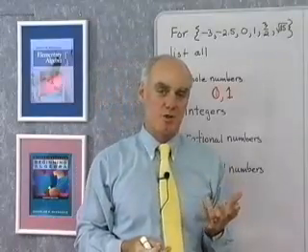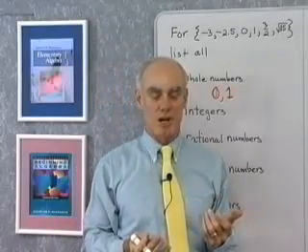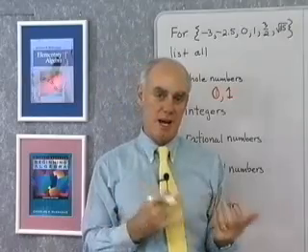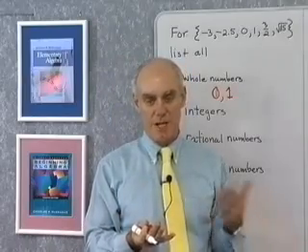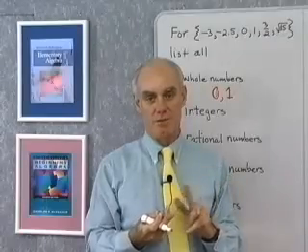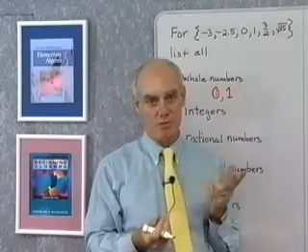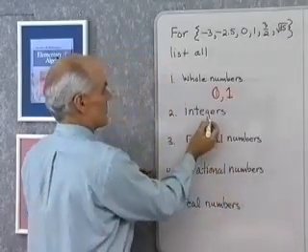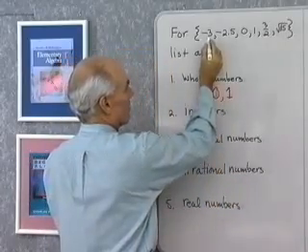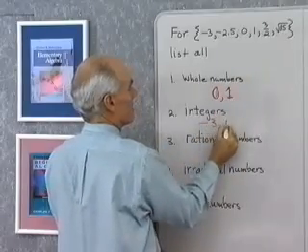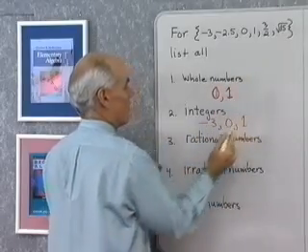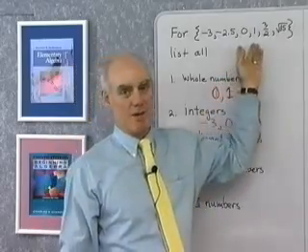Now the next question is, which are the integers? Well, the integers are the whole numbers plus the opposite of all the counting numbers. So it goes up from negative infinity, negative 3, negative 2, negative 1, 0, 1, 2, 3, and so on. As far as integers are concerned, I have negative 3, 0, and 1. Those are the integers that are in this set right here.